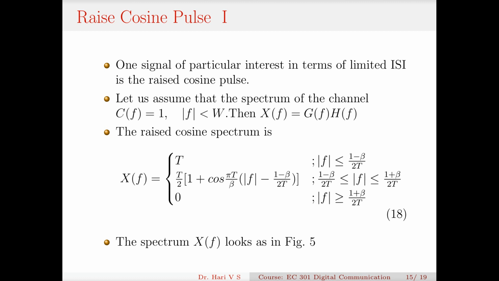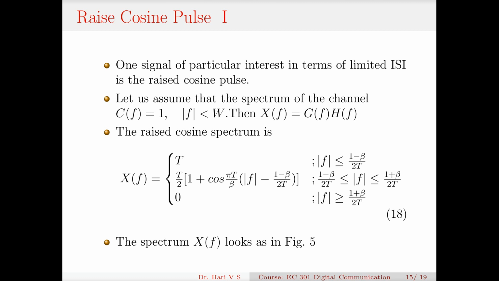Now let us go to another interesting topic. I told you that by signal design, that is, design of G(t) and H(t), I don't have much control over the channel. I assume that it is flat. I have no other option. So I have control over my G(t) and H(t). By properly designing that, I can have limited ISI. One such function that can minimize ISI is called the raised cosine function, or raised cosine pulse.